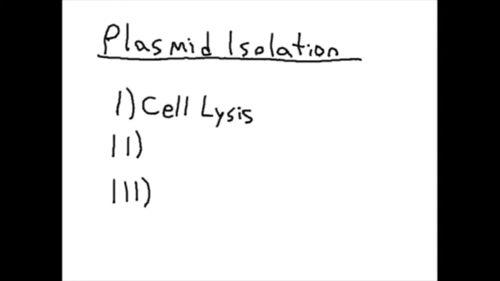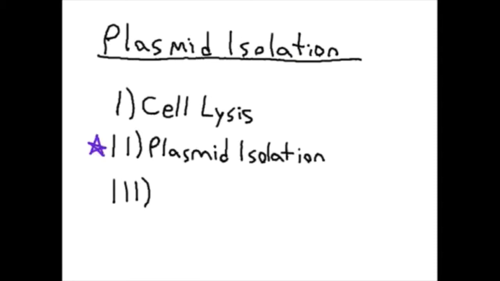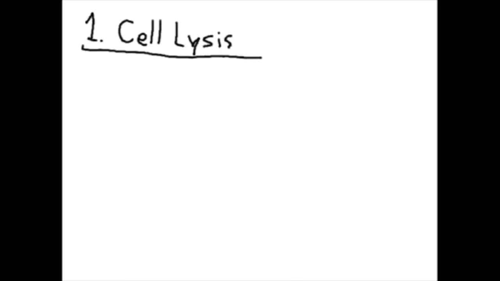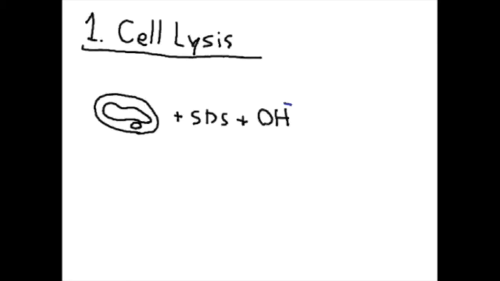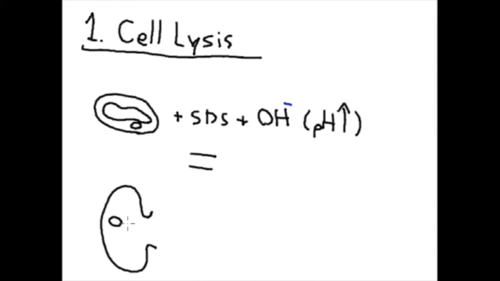There are three basic steps in plasmid isolation: cell lysis, plasmid isolation, which is most of the work, and finally, plasmid collection. In order to lyse the cell, a strong base is added in conjunction with a detergent, in this case SDS. This will disrupt the lipid bilayer, expelling the contents of the cell and denaturing both the plasmid and genomic DNA. Isolation begins with the removal of genomic DNA and other contaminants, such as protein.